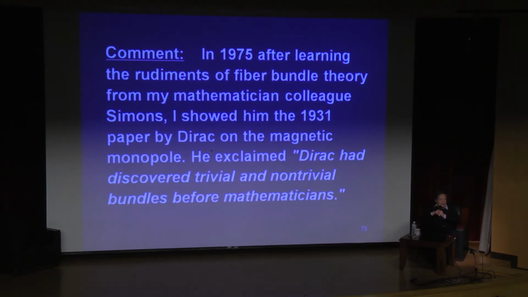Comment. In 1975, after learning the rudiments of fiber bundle theory from my mathematician colleague Jim Simons, I showed him the 1931 paper by Dirac on the magnetic monopole. After he digested Dirac's paper, he exclaimed Dirac had discovered trivial and non-trivial bundles before mathematicians. Ordinary electromagnetism uses mathematics of a trivial bundle. Electromagnetism with magnetic monopoles uses fiber bundle theory, which is non-trivial.